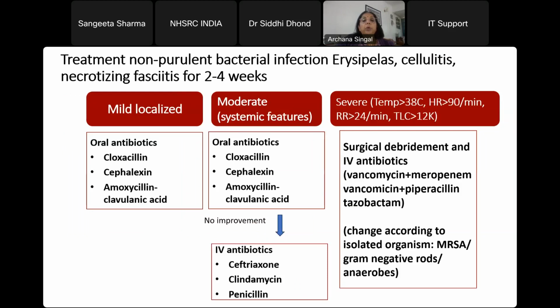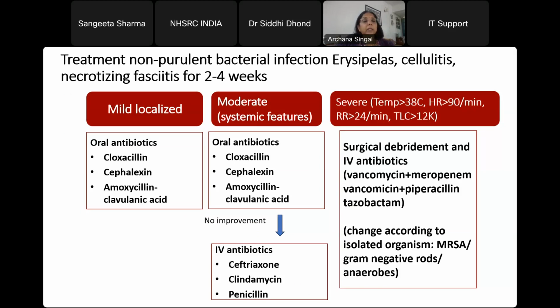Treatment of non-purulent infection like erysipelas, cellulitis, when you have seen it is just erythematous, non-purulent, and necrotizing, but they are deep infections. So there is no role of topical antibiotic. You have to give either oral antibiotic or IV antibiotic, or if there is septicemia or necrotizing fasciitis, you have to do surgical debridement also along with IV antibiotic.